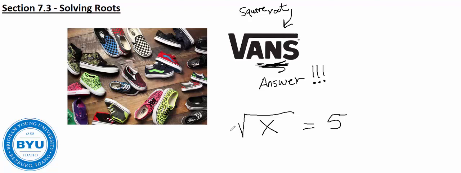So I don't know what it is about Vans. It's kind of crazy. But today, we've got to learn how to solve these. And so let's get to that.